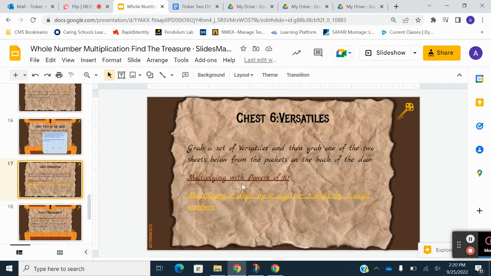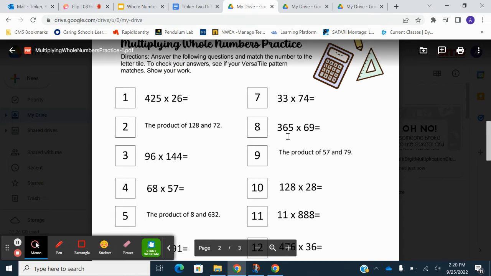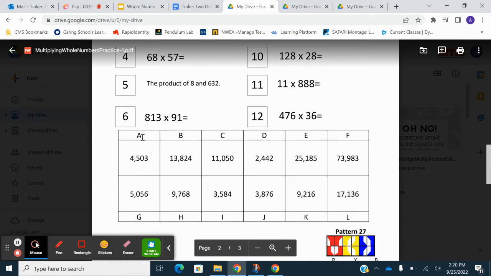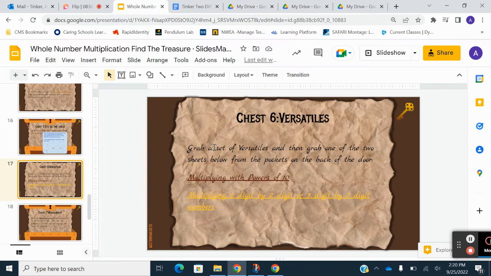Then we have versatiles. So I have versatiles in my classroom. So they are able to go and grab a sheet that looks like this. They solve the problems. They put the answers in, and then they should make this pattern when they finish if it is correct.